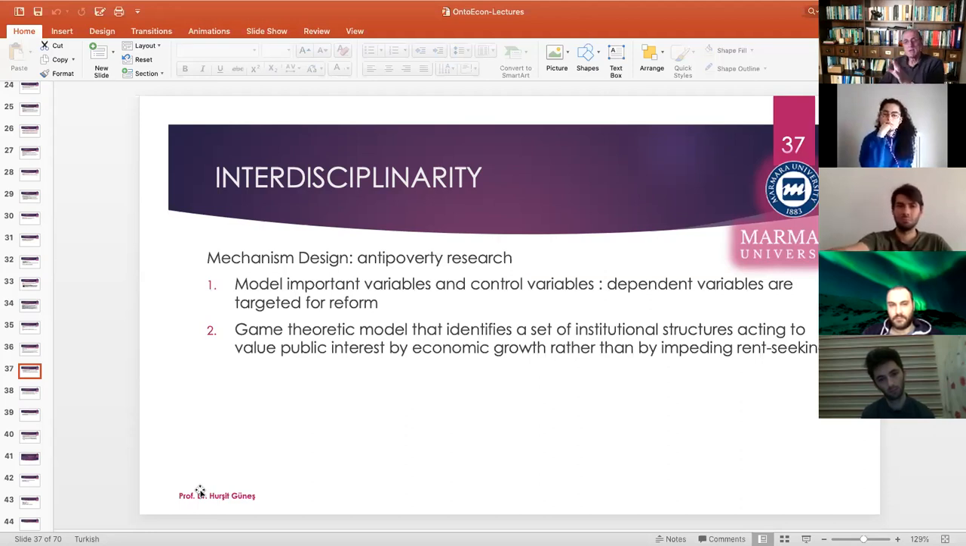So I will choose between a higher economic growth, which is for the public interest, or directly impeding rent seeking. The game theoretic model will be in between these two: impede rent seeking or give more value to economic growth, which is for public interest. So this is also another approach. Number one, you put dependent variables, independent variables, target variables, and so on. This is one mechanism. The other mechanism is to use the game theoretic model for anti-poverty.